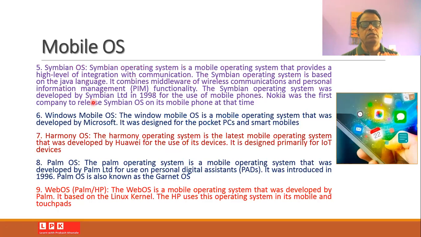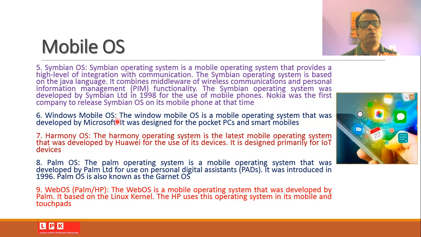There is a Symbian OS. This operating system is a mobile operating system that will provide a high level of integration with communication. This operating system is based on the Java language. It will combine the middleware of wireless communication and personal information management functionality. This operating system was originally developed by Symbian Limited in 1998 for use on mobile phones. Nokia, once very popular, was the first company to release the Symbian OS for its mobile phone at that time.